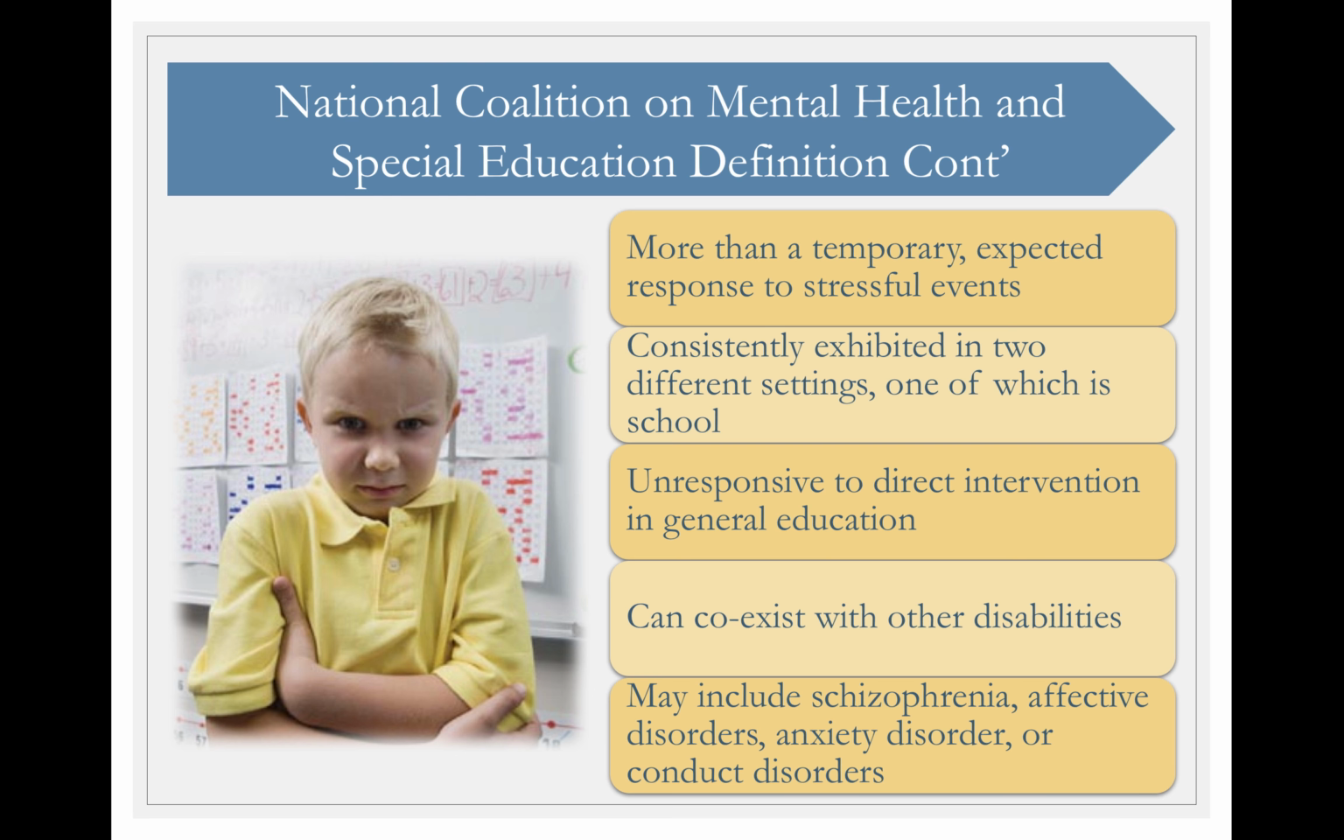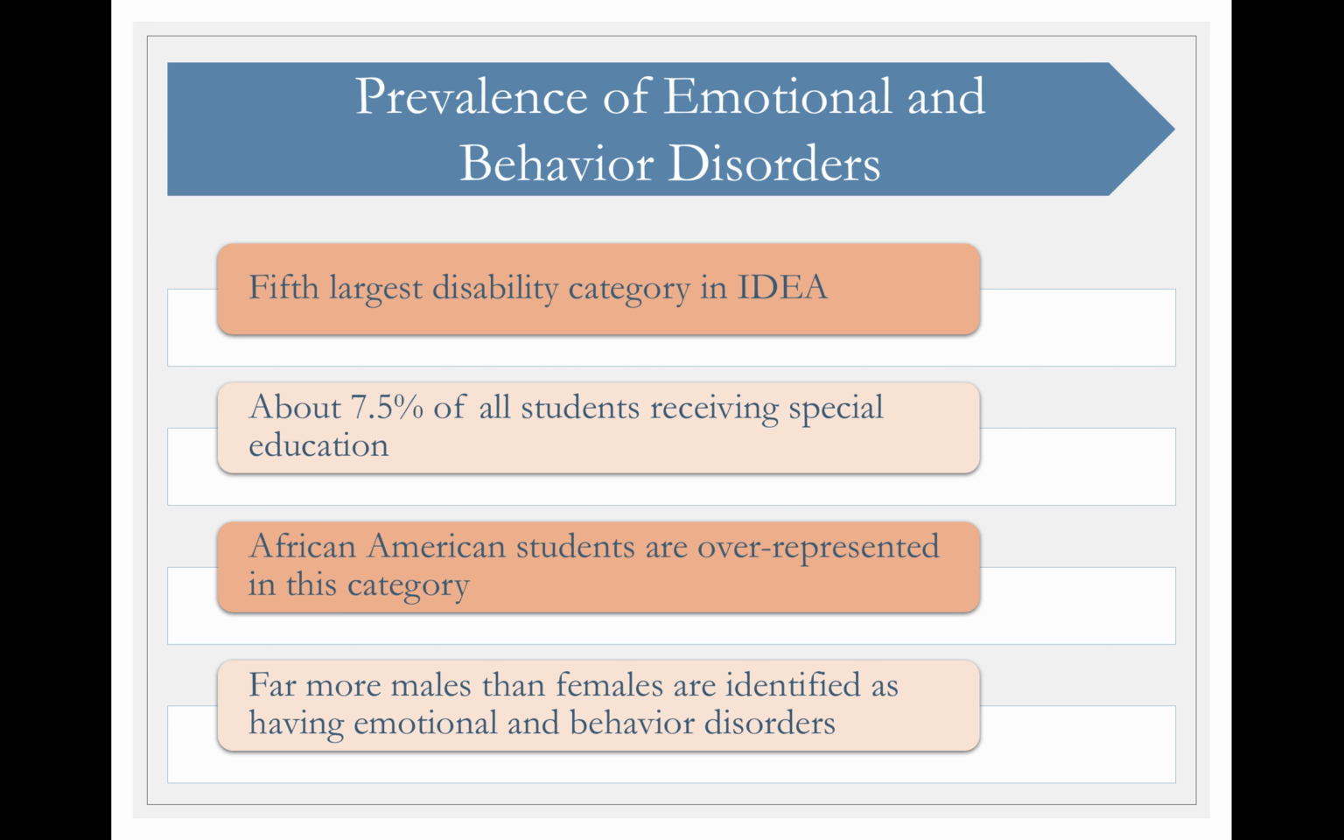Consistently exhibited in 2 different settings, one of which is school. So to receive special ed, certainly the characteristics of the child have to be exhibited in the school setting. They're unresponsive to direct intervention in general education. They can coexist with other disabilities, so a child can have emotional disturbance as well as, say, for example, a learning disability. And they also may have a mental health diagnosis such as schizophrenia, affective disorder, anxiety disorder, or conduct disorder. So the educational label is emotional disturbance, but the child may have a mental health label as well.